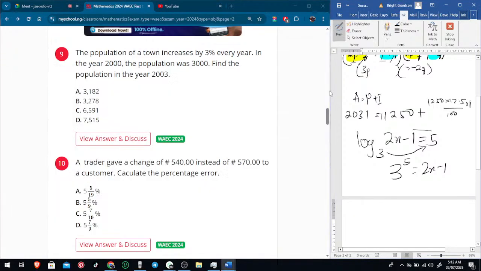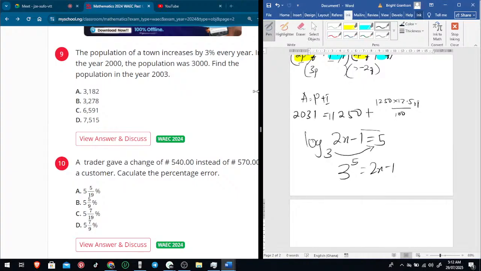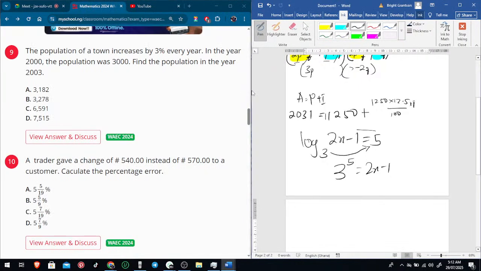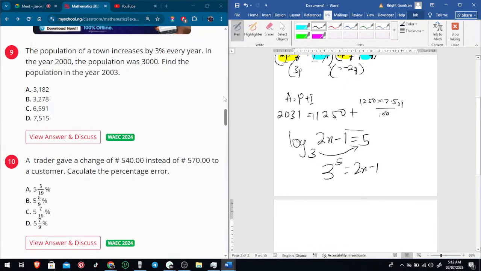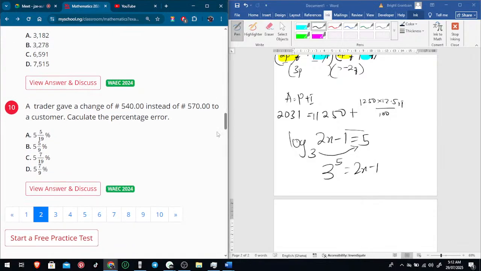I divided it here already. I think this is better.